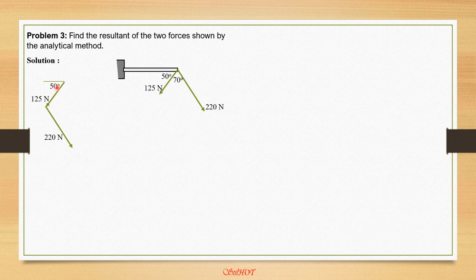So take note that the first force makes an angle of 50 degrees with the horizontal. Then if we draw a line from this tip of the first or tail of the second, the measure of this angle is also 50 degrees. Then the 220 Newton force makes an angle with horizontal of 180 minus 50 minus 70. So that's 60 degrees. Then we draw parallel lines to form a parallelogram.